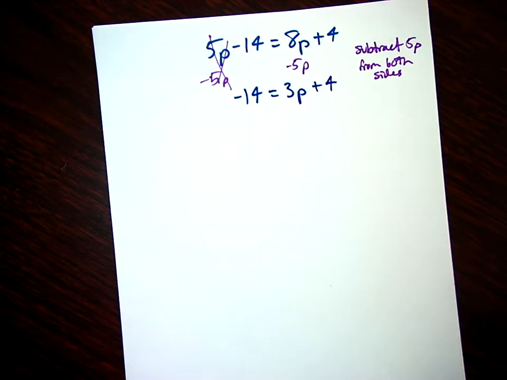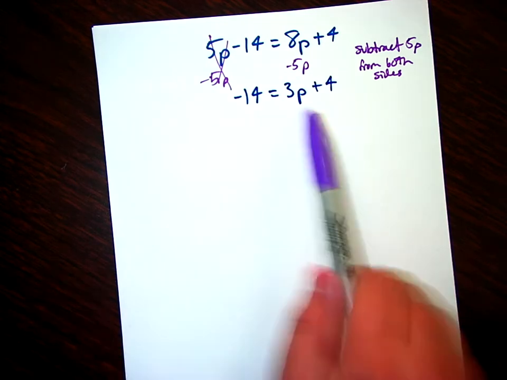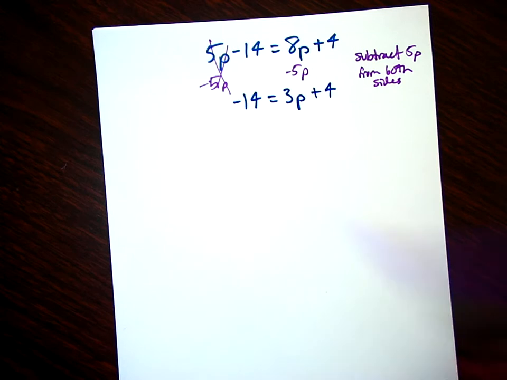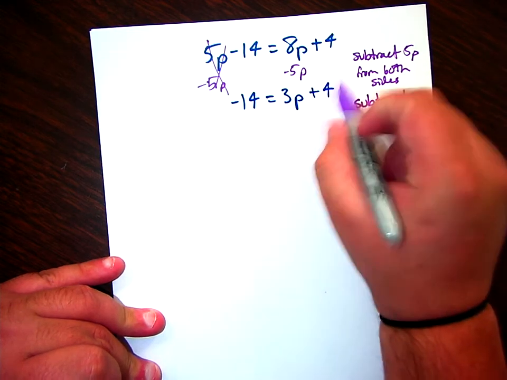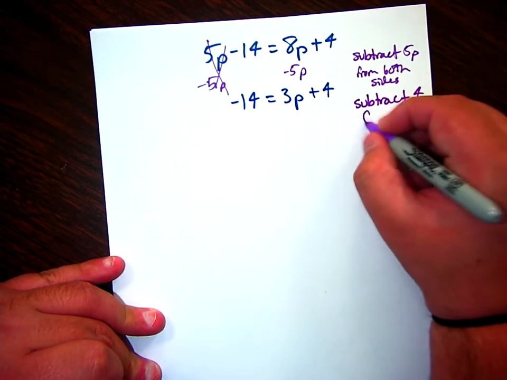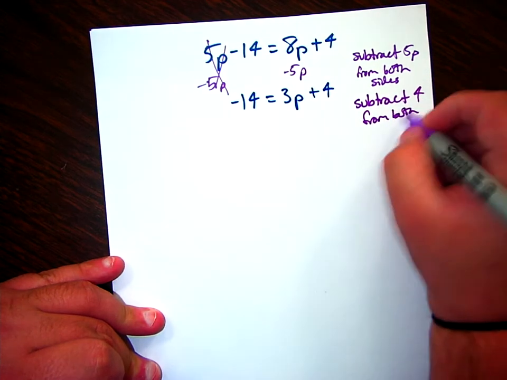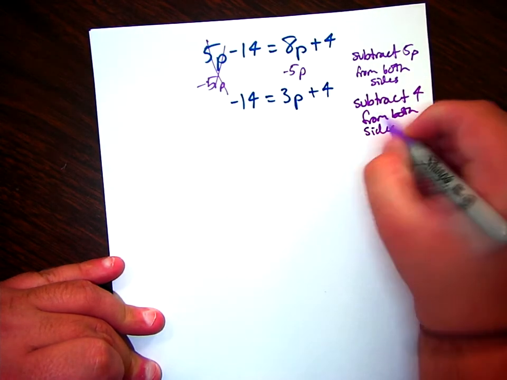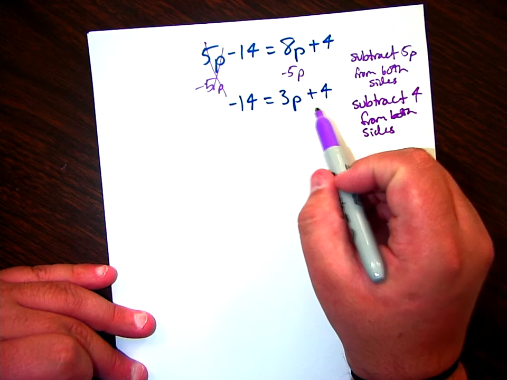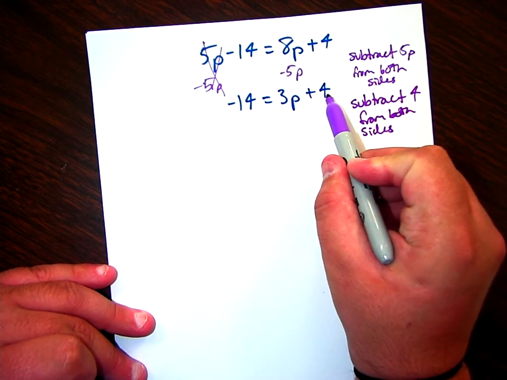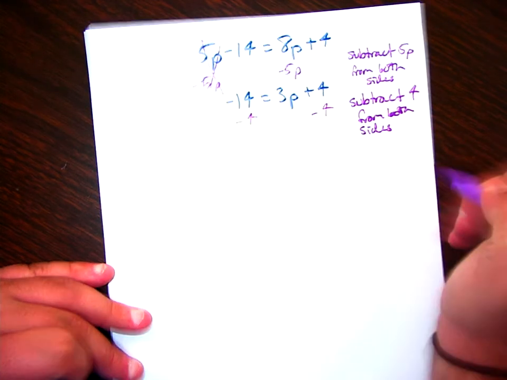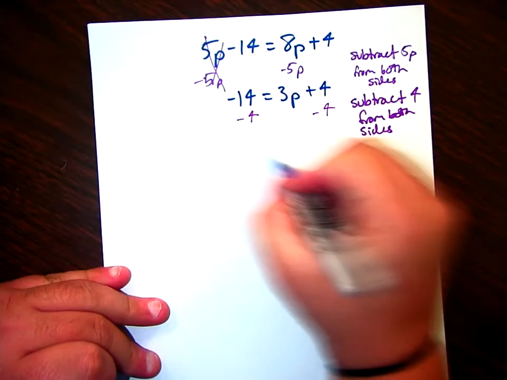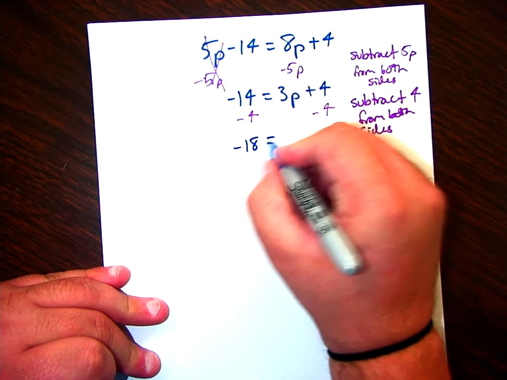Now, since all of my variables are on the same side, all my p's are on the right side, now I need to move all my non-variables to the other side. In order to do that, we're going to subtract this positive 4, so I want to subtract 4 from both sides. The reason we're subtracting 4 is because we want to use the inverse operation. Right now it's added, so we want to do the opposite of adding 4, which is subtract 4. You got to do it to both sides. So the new equation becomes negative 18 equals 3p.